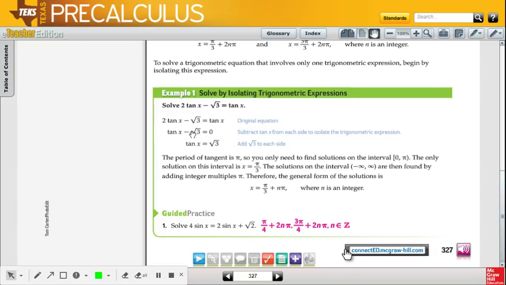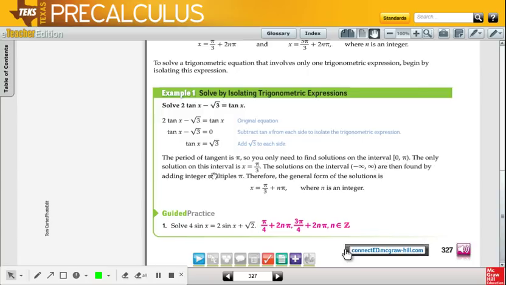So in order to get the variable on one side, the number on the other side, what they did was add square root of 3 to both sides. And when you do that, you get tangent of x equals square root of 3. Now the period, here's this brief paragraph. The period of tangent is pi. So you only need to find solutions on the interval 0 to pi.